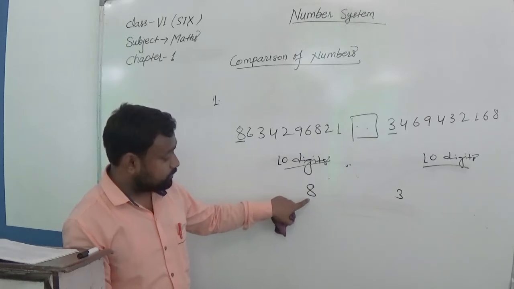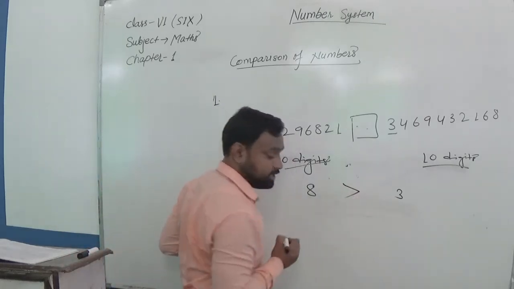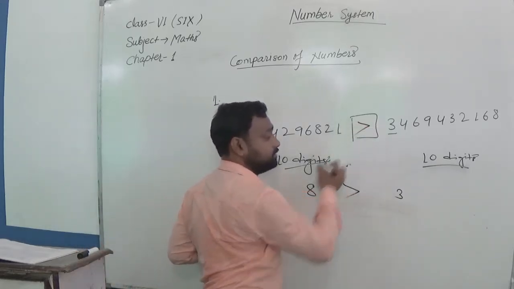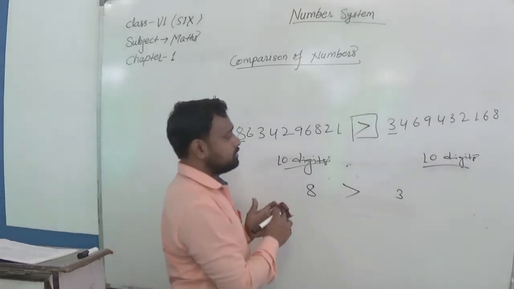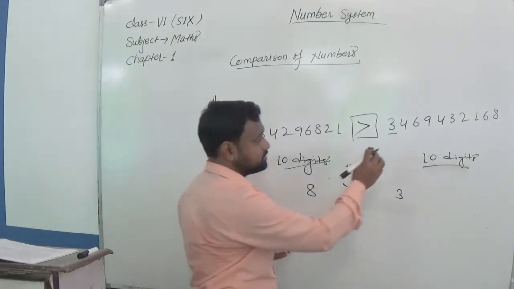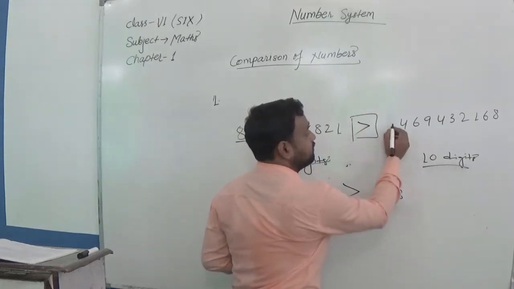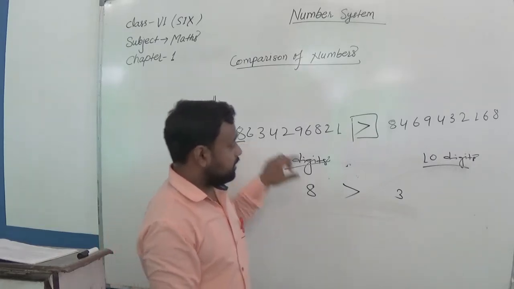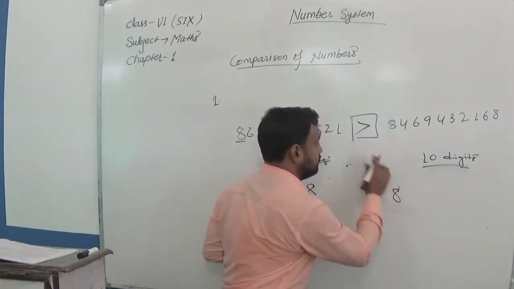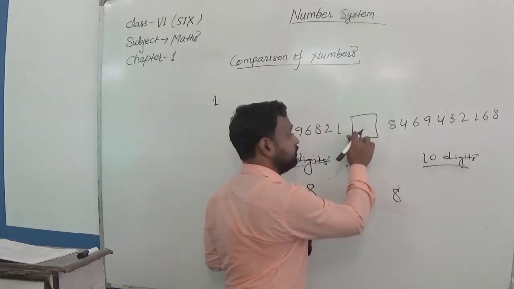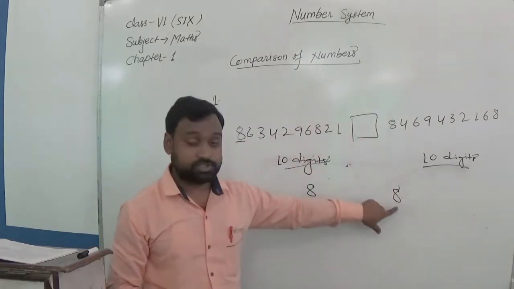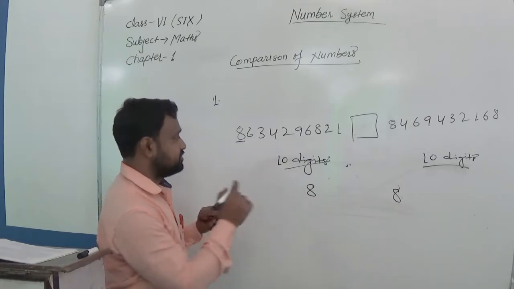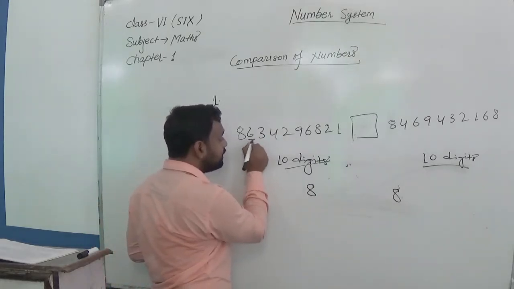Okay, now what we know? 8 is greater than 3. That's why this number will be greater. Suppose there is one case in which this digit is the same. We have 8 here and we have 8 here. Now what we find? Both are the same. No need to worry. Just we have to move to the next digit.